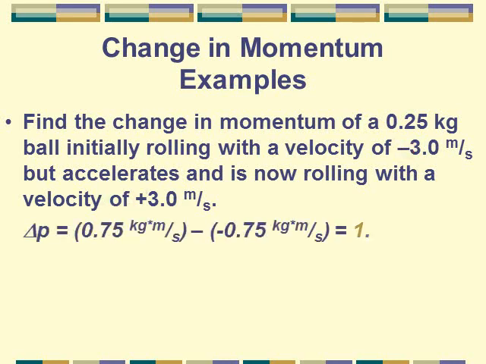So we have our equation for change in momentum. Change in momentum equals mass times final velocity minus mass times initial velocity. The mass is 0.25 times the final velocity, which is 3.0. That gives us 0.75. Minus mass times initial velocity: the mass was 0.25 times negative 3, and that gives us a negative 0.75. So we got final minus initial, so that's 0.75 minus a negative 0.75, and we get a total of 1.5 kilograms meters per second.